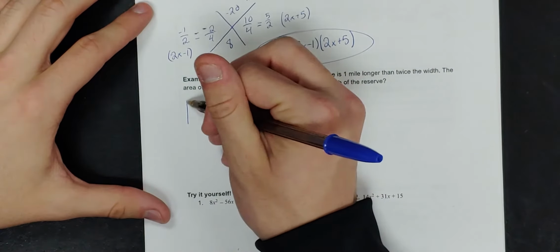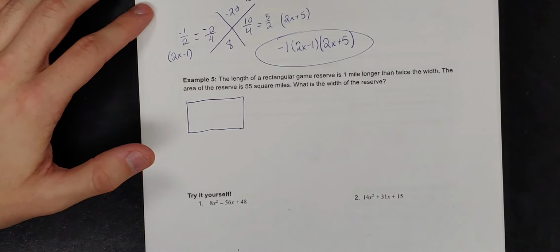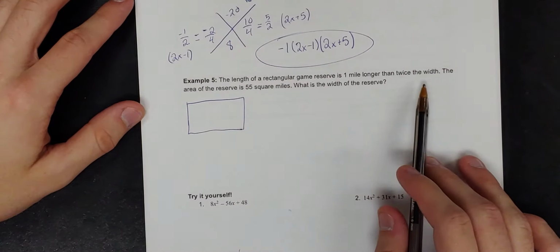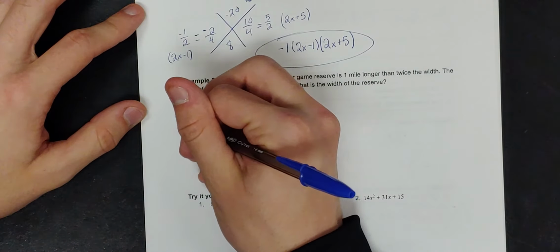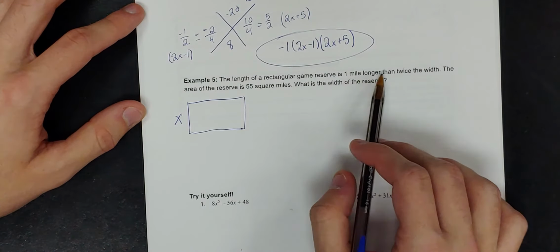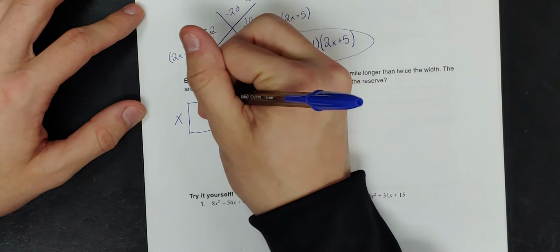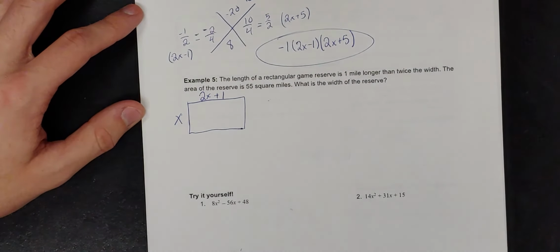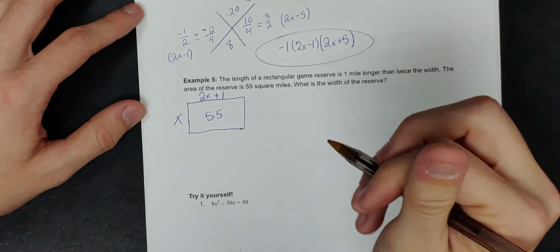So I'm going to start by drawing a picture because that always helps me. They don't tell us the width, so the width for me is going to be x. The length is 1 mile longer, so plus 1, than twice the width, so 2x plus 1. The area is 55, so that's what I'm going to put in my rectangle.